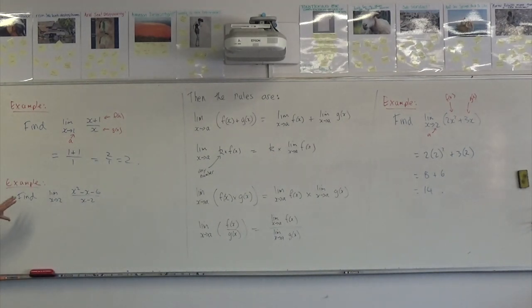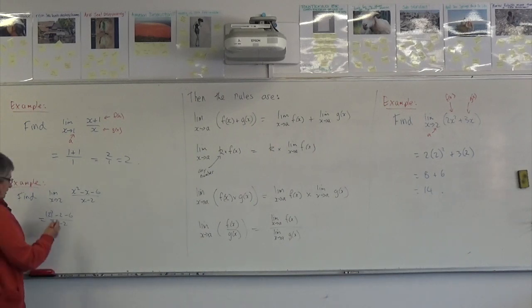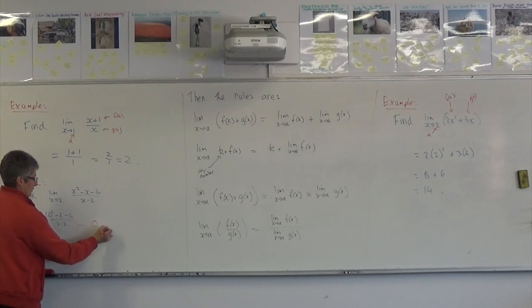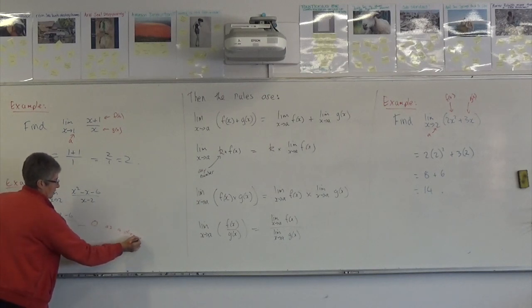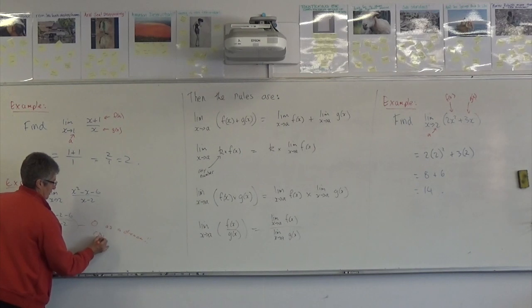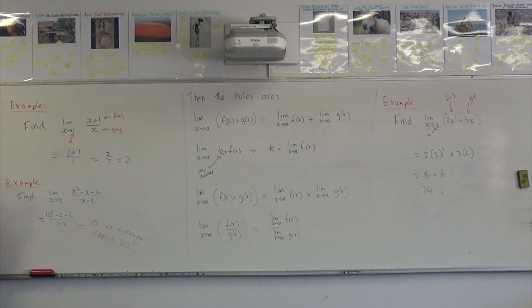So if we follow the same pattern on this one, what am I going to do? I sub in 2 into that, I get 2 squared, minus 2 minus 6, over 2 minus 2. Where's my problem? 0 is undefined. Yeah, I get 0 on the bottom. As soon as you get a 0 on the bottom, it becomes undefined. So we've got to do something else.